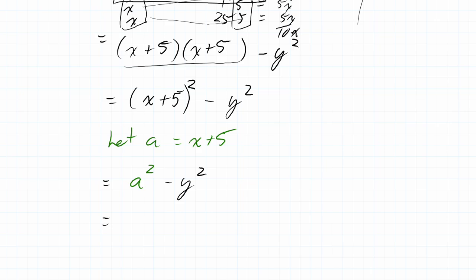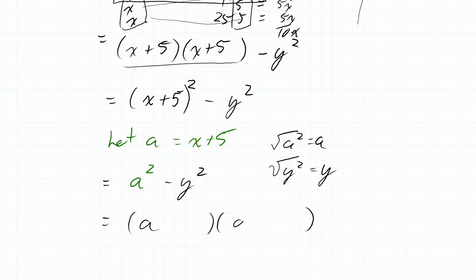So I can use my quick difference of squares. I square root a squared to give me a. I square root y squared to give me y. So a is the first term in each bracket, y is the second term in each bracket, and I just put a plus and a minus in there. There we go. I'm technically factored.